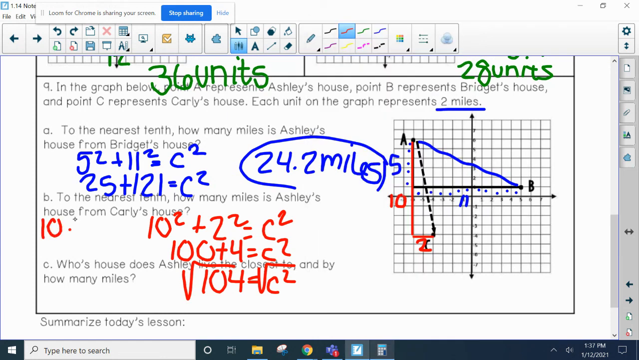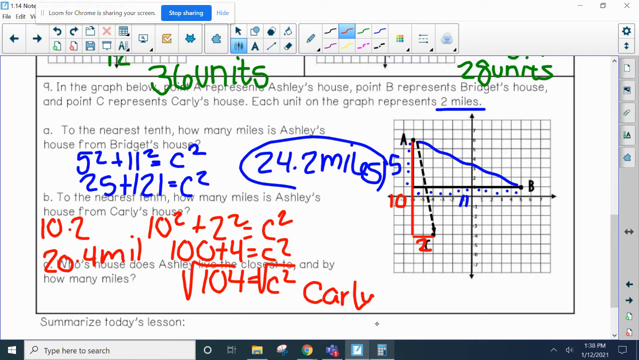But again, each unit equals 2 miles. So we double 10.2 and get 20.4 miles. So then our last question was, who lives closer and by how much? Well, which number is smaller, 20.4 or 24.2? 20.4. So Carly is closer.